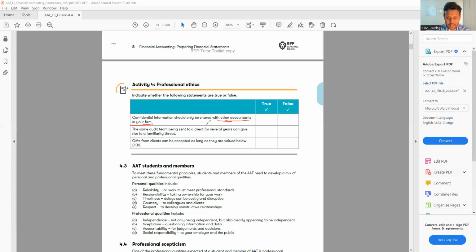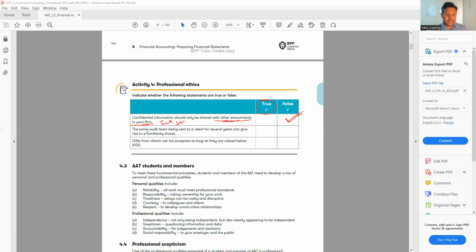So even though it says with the other accountant in your firm, I will go with false, because unless it's with the same accountant, we don't say true. Now, in the answer, you might find it says true, but in the exam, if this question comes, you should choose false, not true. It says should only be shared with other accountants in your firm. No, I will not go for it, because they didn't say with the same team. So I will go with false, not true. Even if you see the answer in this book says true, it is not true. It should be false.